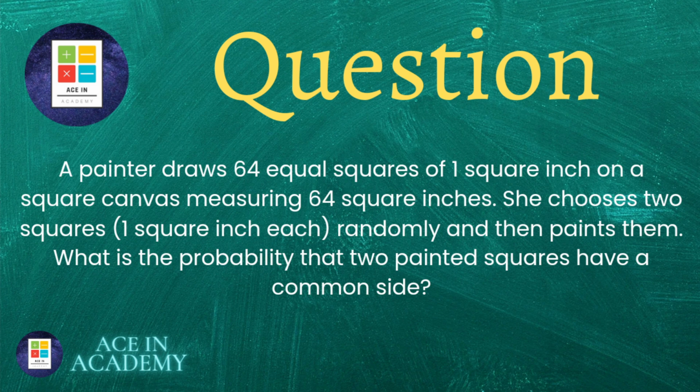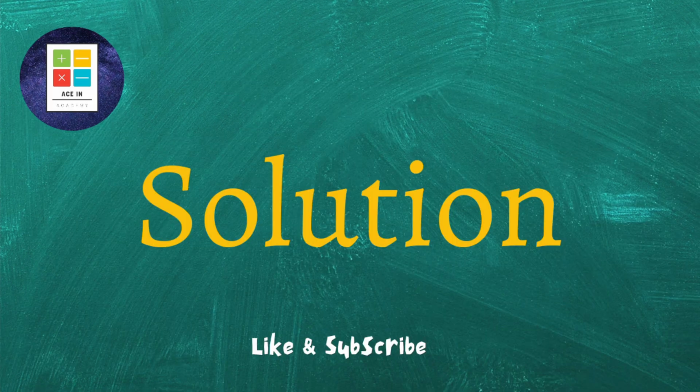A painter draws 64 equal squares of 1 square inch on a square canvas measuring 64 square inches. She chooses two squares of 1 square inch each randomly and then paints them. What is the probability that the two painted squares have a common side? This was our question, and I would like you to try it first by yourself and then come back to the video for the solution.